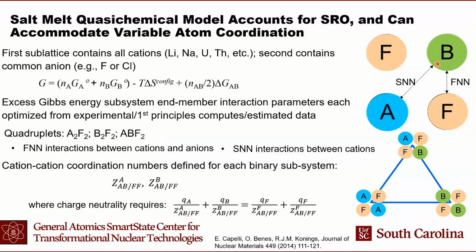And so we worry about the second nearest neighbor and first nearest neighbor interactions. And those interactions then govern the short-range order. You know, stronger attractions between quadruplets means that we've got a greater degree of short-range order. To do that, we need to know things like the cation coordination numbers, and we define those for each of the binary subsystems and apply the requirement of charge neutrality. So that's a very simple way of describing a somewhat complex model that we can then regress with data to find interaction parameters and represent the system.